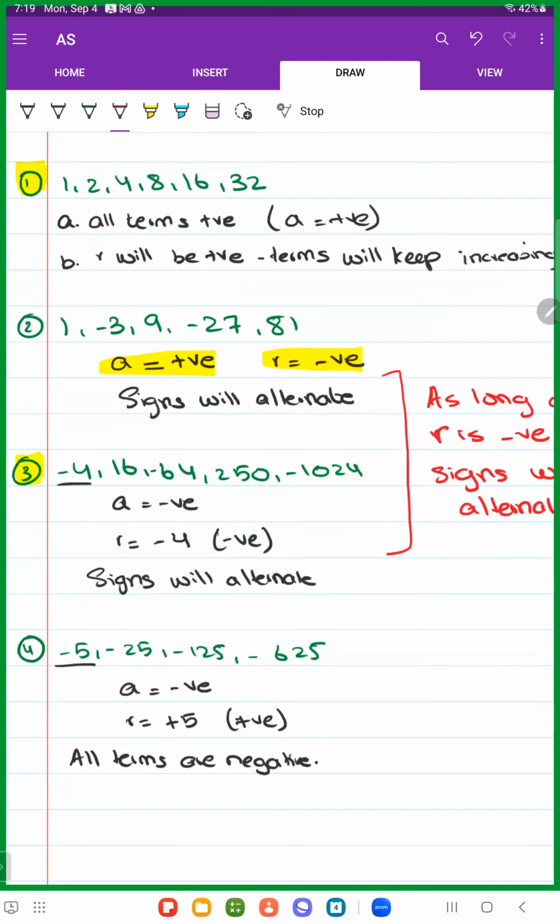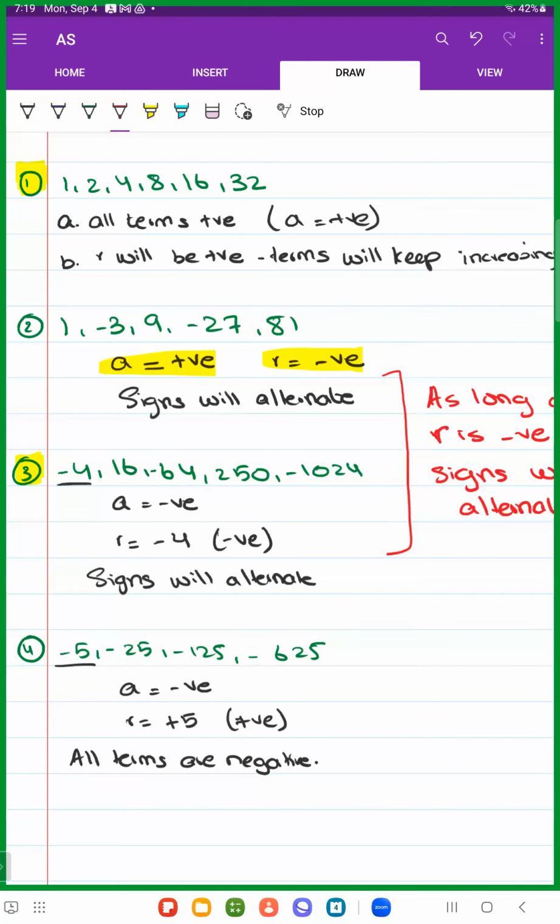So there are 4 staple rules we should know. When both are positive, all terms will be positive. When R is negative, terms will alternate. And when A is negative and R is positive, all terms will be negative. This is not something you need to learn, but if you know this, your questions will become much easier. All right?